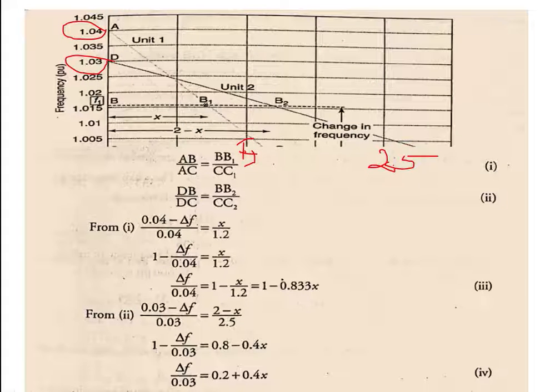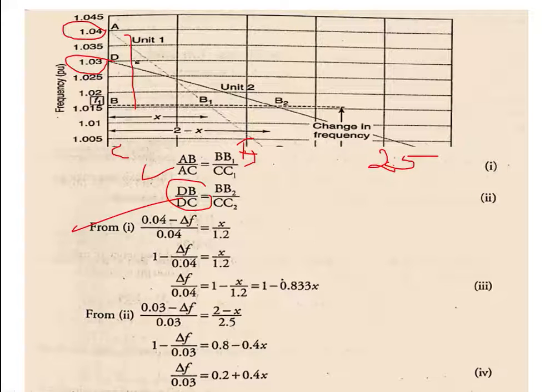From the graph, we have to calculate the values of x1 and x2. From the first part, AB by AC is equal to BB1 divided by CC1. This is the C point. AB by AC is equal to BB1 by CC1. Then for the second part we can mark DB by DC.